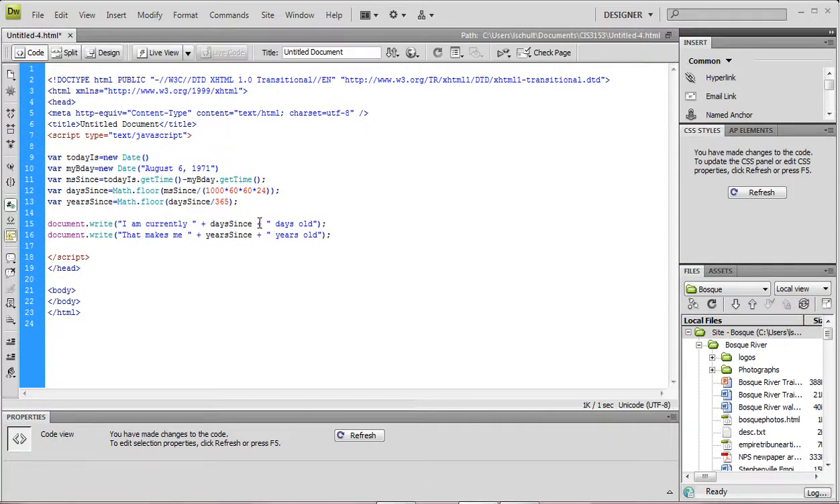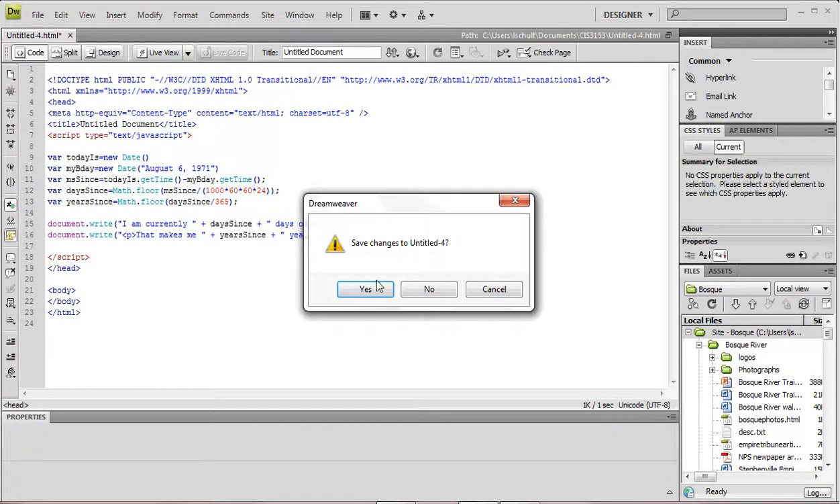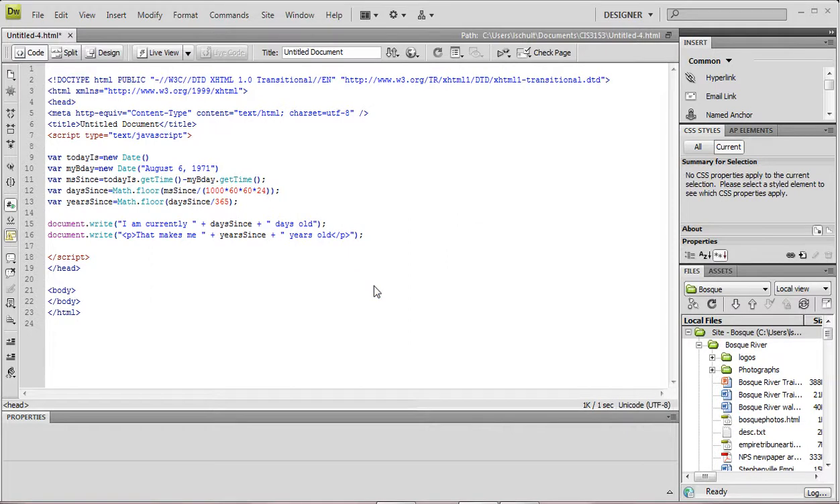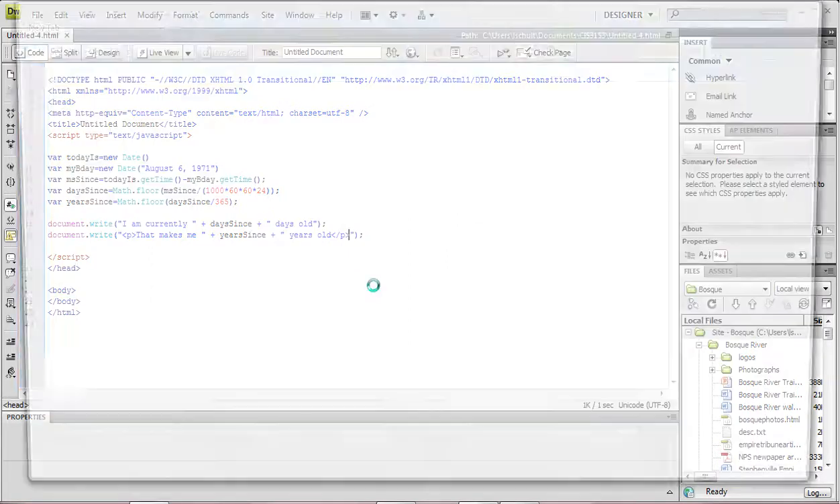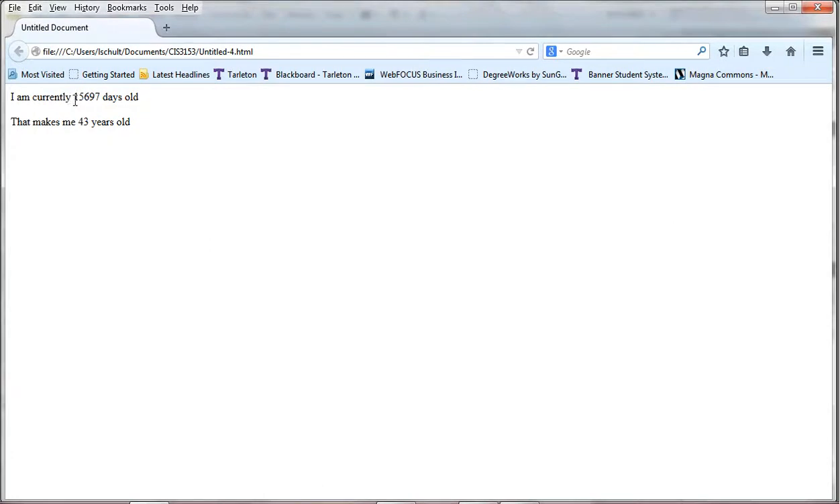Now if I wanted to put this on different lines, remember I can come into my literal and put in HTML tags, if I can actually type correctly. So I open up a P tag and I can close a P tag here, which will put this on its own line. So let's go ahead and run this and see what we get. We get the fact that I am currently 15,697 days old, which makes me feel old, and it then shows my years here.